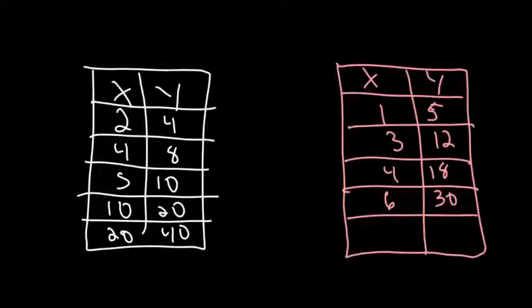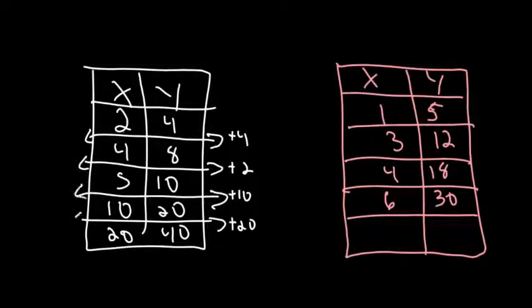Alright, so now I'm just giving you a couple tables, and we have to decide if these are proportional. So let's first look at what our changes are. If I look at my y's, I'm going to do my change from each one to the next one. So to get from a 4 to 8 is plus 4, 8 to 10 is plus 2, 10 to 20 is plus 10, 20 to 40 is plus 20. Then I do the same thing for my x's. So 2 to 4 is plus 2, 4 to 5 is plus 1, 5 to 10 is plus 5, and 10 to 20 is plus 10.